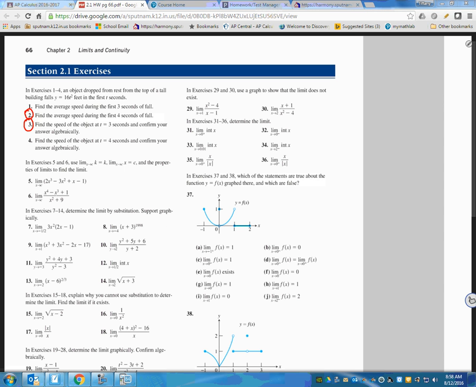I have a really high goal that I'm going to put all of chapter 2 homework on MathXL this weekend. So the whole assignment sheet will all be on MathXL. That way if you want to work ahead, you can.